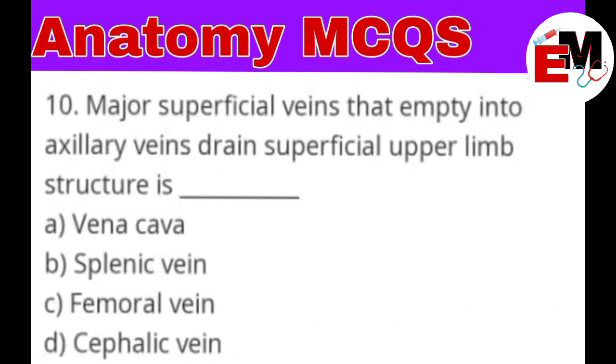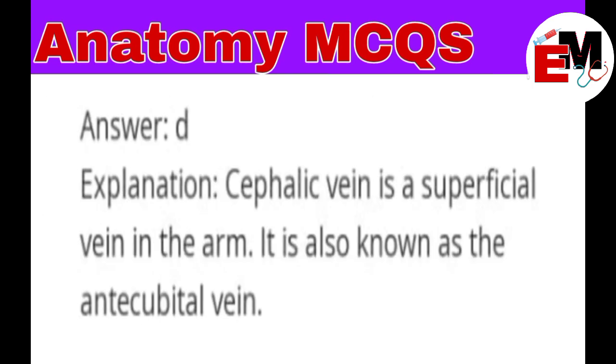Next question: the major superficial vein that empties into the axillary vein and drains the superficial upper limb structures. Option A vena cava, option B splenic vein, option C femoral vein, and option D cephalic vein. The answer is D. And the explanation: the cephalic vein is a superficial vein in the arm. It is also known as the antecubital vein. Sometimes the examiner puts antecubital vein in the options instead of cephalic vein, so you should remember this.